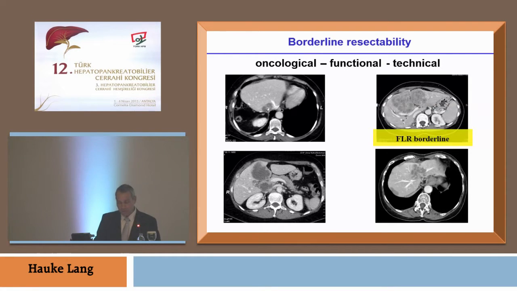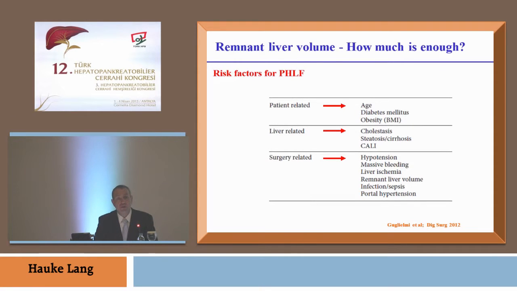Coming to the functional critical resections, we all know that liver failure is the main risk after hepatectomy, but it's not only the liver volume, the remnant volume, that may be crucial for liver failure. It's also patient-related factors like age, diabetes, obesity. It's the liver-related factors, cholestasis, steatosis, and of course the surgery-related factors, massive bleeding, liver ischemia, and so on.